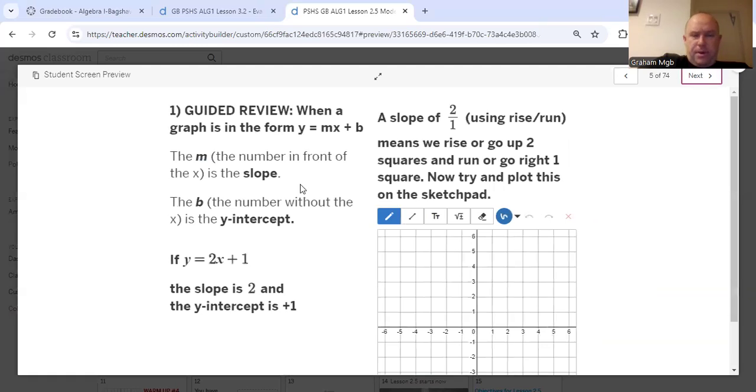Guided review, just to remind us how to draw 2x plus 1. So when it's in this slope-intercept form, starting with y equals, the number without the x is going to be your y-intercept. So we can plot that right there. And then the slope here is 2. So that means we can go up 2 and across 1. So when we have this single number, it's always better to put it over 1 like this.